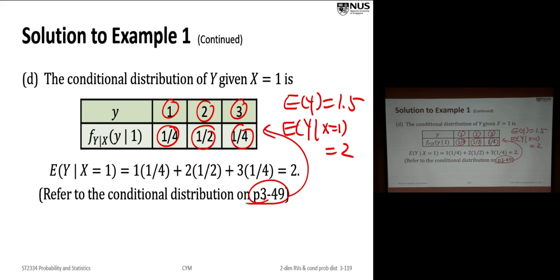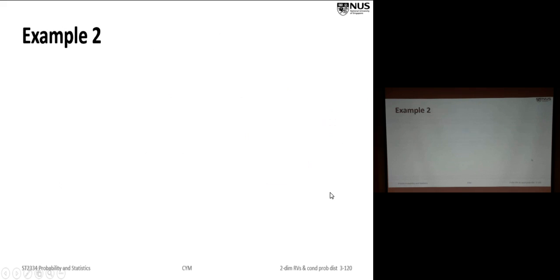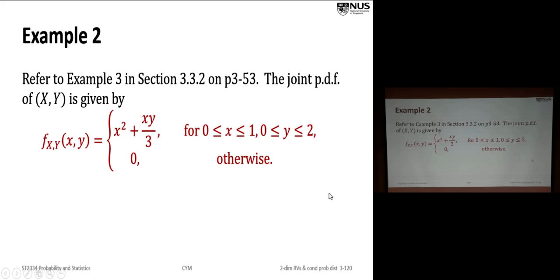All right? But if you don't have the information about x, you have to consider all possible x and y combinations, then the expectation of y is 1.5, which is smaller. So this information of x equal to 1 tells you something about y, which makes the expectation of y change from 1.5 to 2. All right? So here's another example.